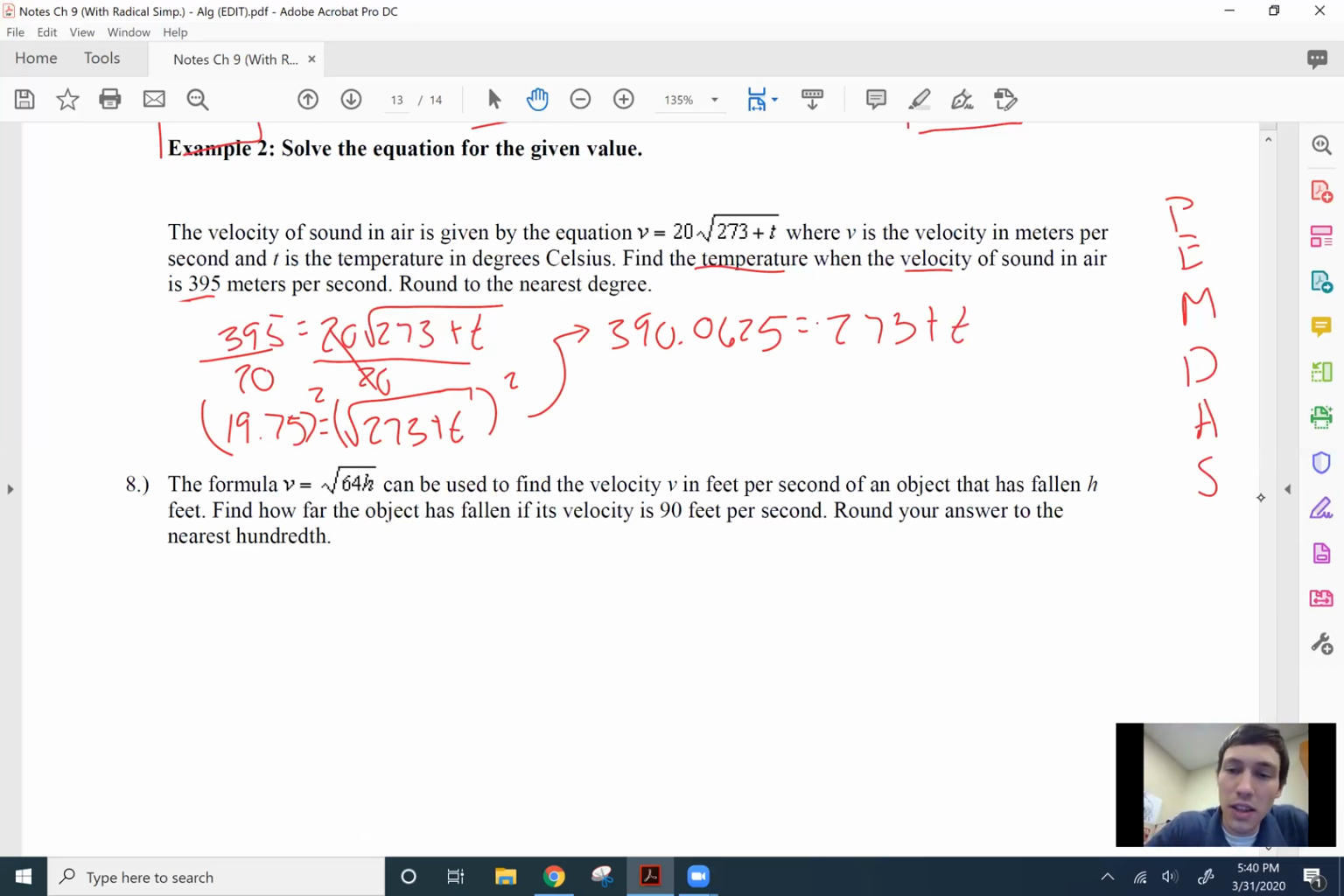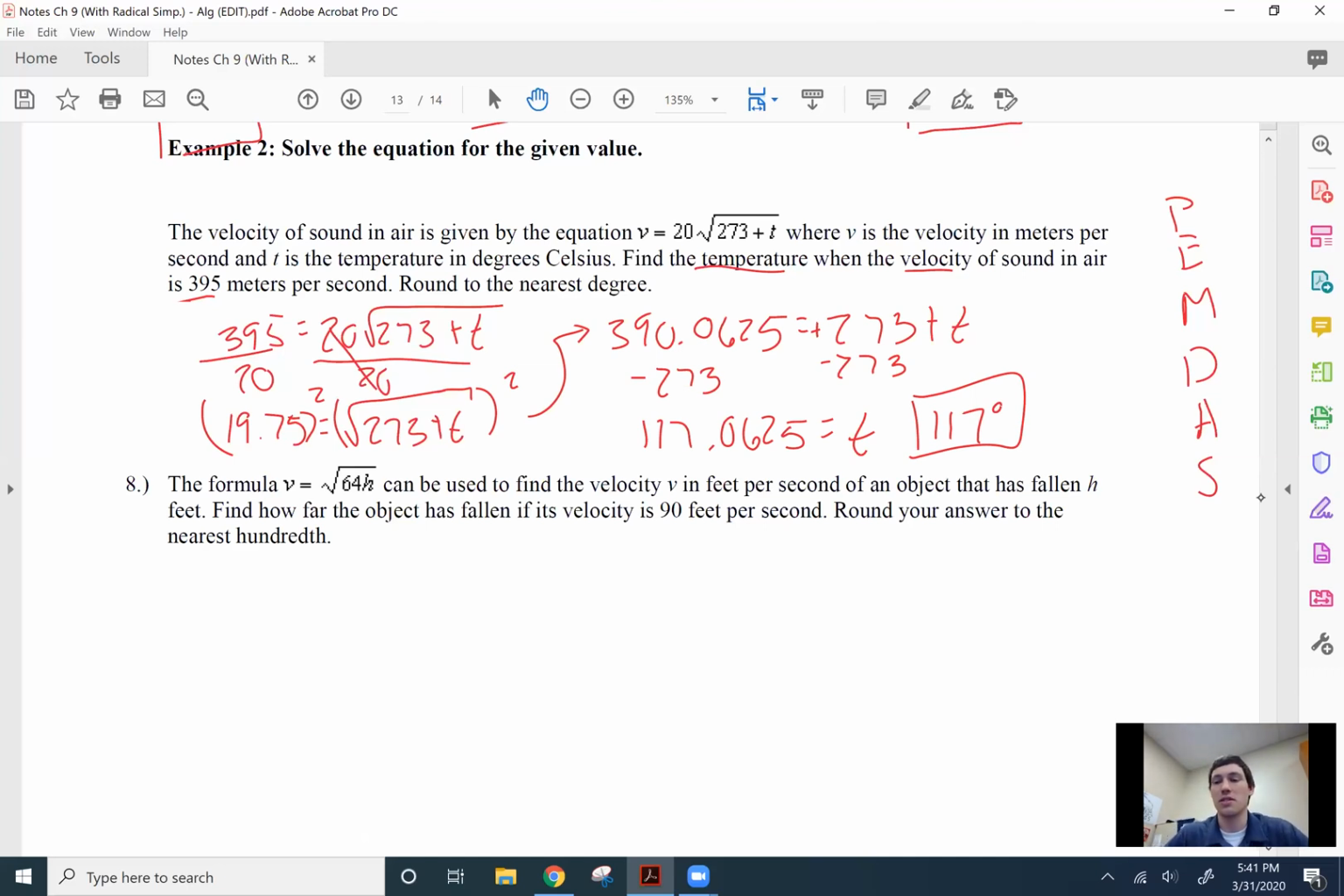Now, this is positive, so to get rid of the positive 273, I subtract 273. And I get 117.0625 equals t. So round to the nearest degree, roughly 117 degrees. So the temperature when the velocity of sound in air is 395 meters per second is 117 degrees.